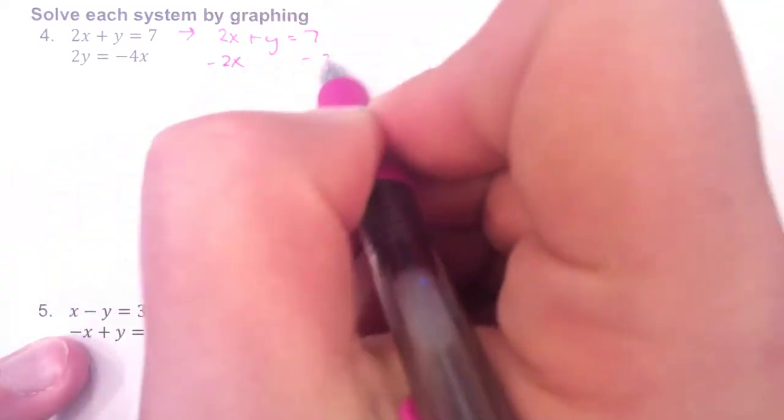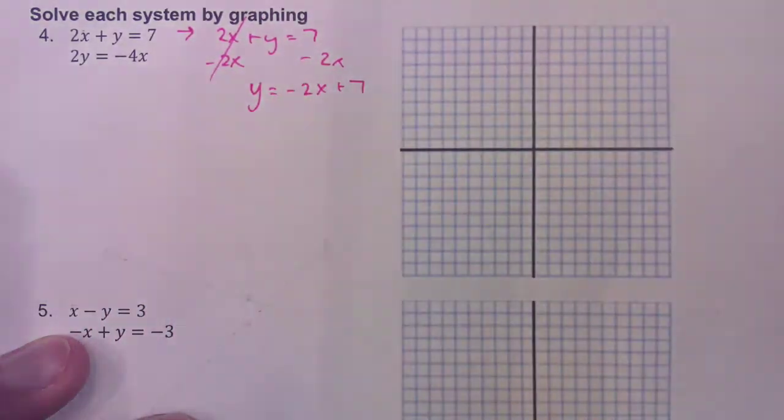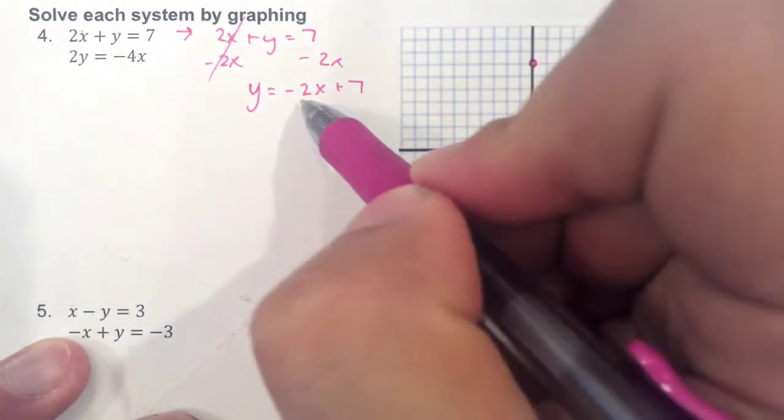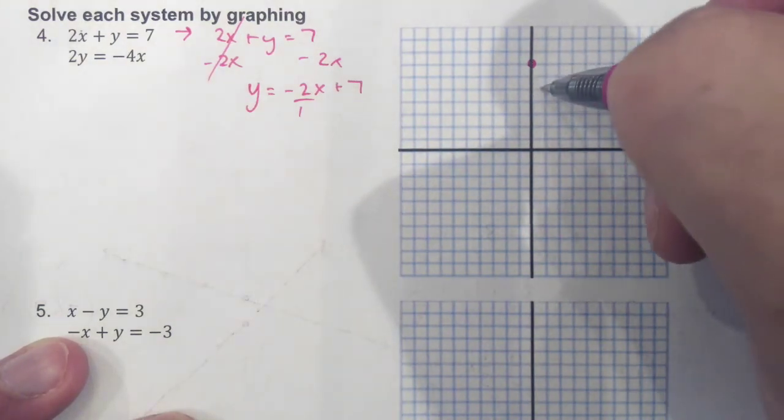Top one, we'll rewrite it, solve it for y. We have to move the x over. So y equals, in the correct order, -2x plus 7. So we'll go up 7 to start. And then our slope, if it's not a fraction, make it a fraction by putting it over 1. That tells us to go down 2 and right 1.